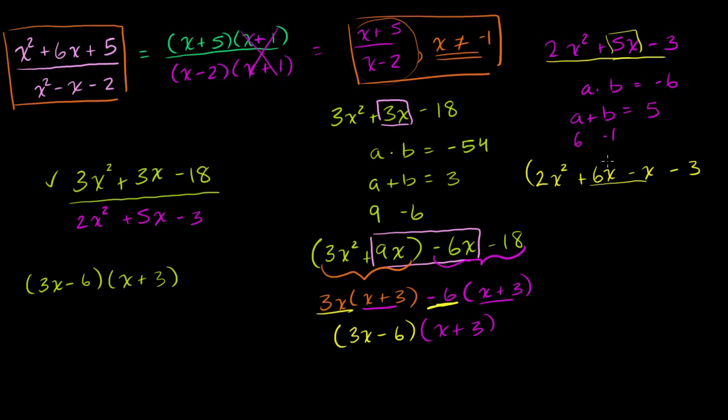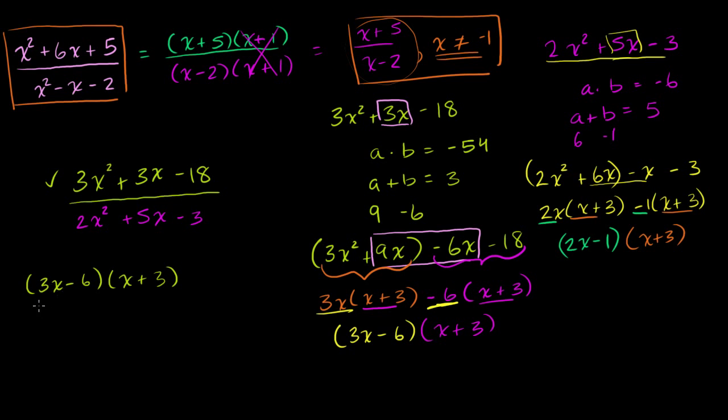And if I put some parentheses here, I can factor out a 2x out of this first term. I get 2x times x plus 3. And here I can factor out a negative 1. So minus 1 times x plus 3. And then our grouping was successful. Let me do this in a different color. We get 2x minus 1 times x plus 3.